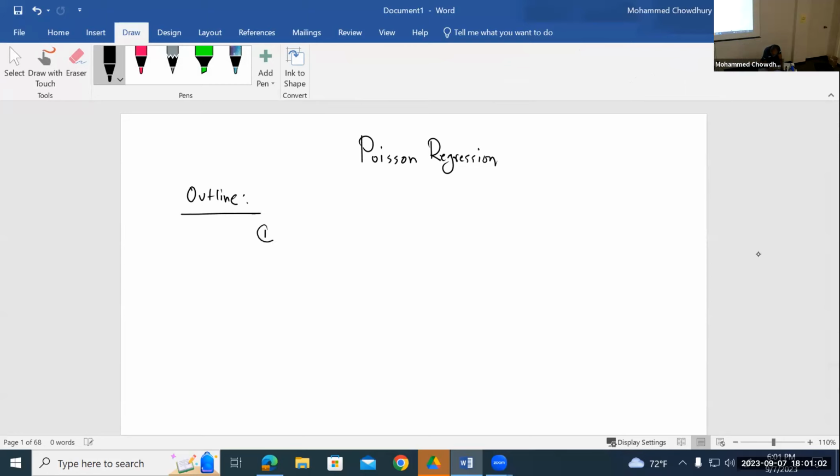five different topics. First of all, what is simple and multiple regression, and their limitation. These are the things I am going to discuss first. What is the simple and multiple regressions and their limitation? You can see from the back. Okay. And after that, I will discuss what is binomial distribution, how it came into existence.